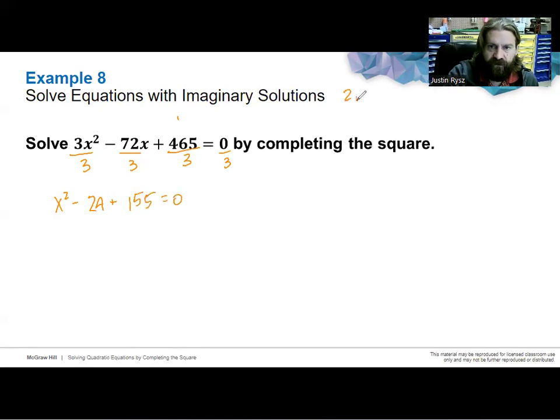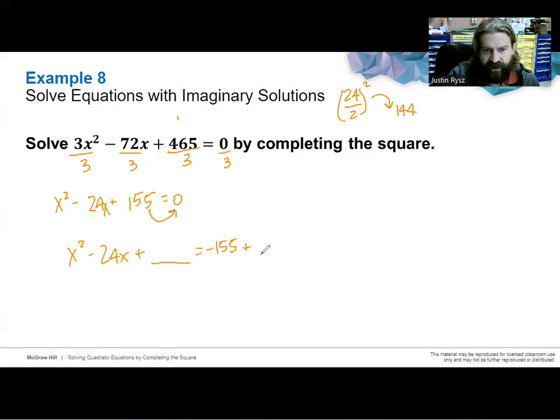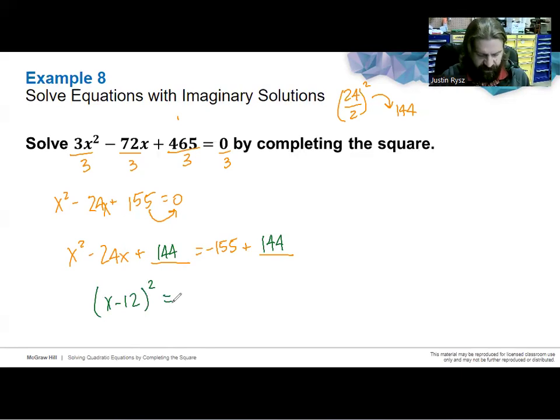All right, so if I take 24, cut in half, and square it, 12 squared is 144. That's not 155, so I'm going to have to move this over and add some blanks. So we get x squared minus 24x, we got the x, plus blank equals negative 155 plus blank. That perfect number would have been 144. Okay, so we would have x minus 12 squared is equal to negative 155 plus 144, which is negative 11.